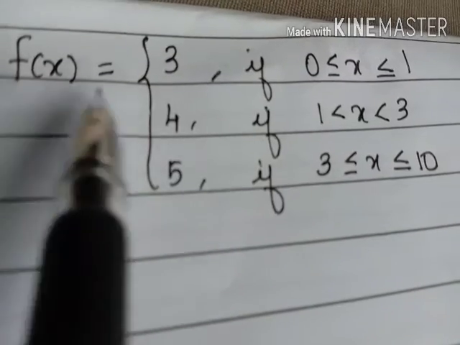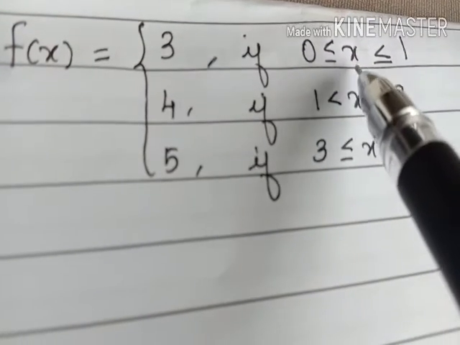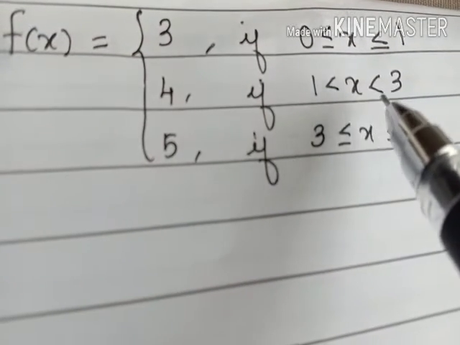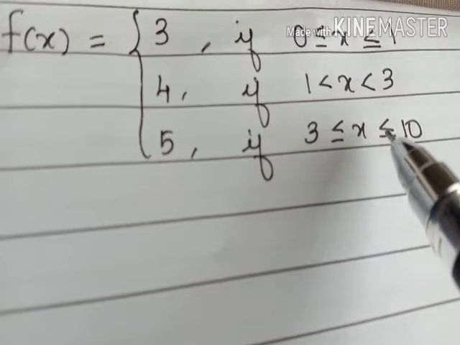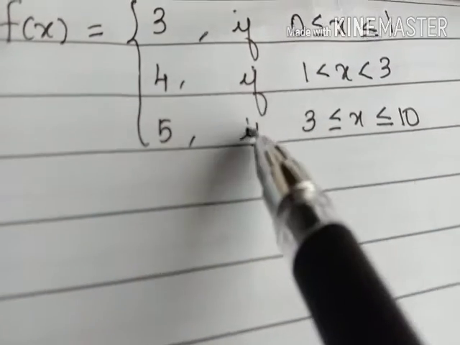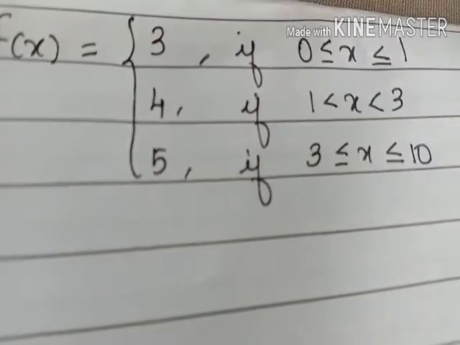Example: f of x equal to 3 if 0 ≤ x ≤ 1, 4 if 1 < x < 3, 5 if 3 ≤ x ≤ 10. Here we want to discuss the continuity of this function, whether it is continuous or not.